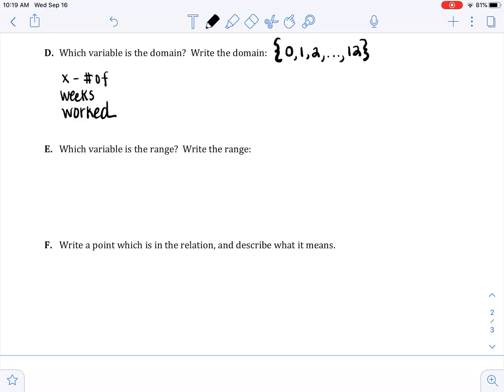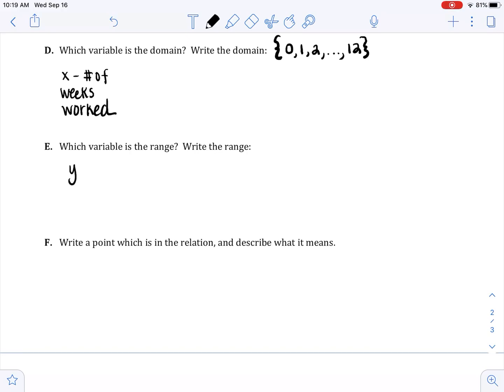All right, next, what is... Sorry, that was the time. What variable is the range? The range is your Y variable, which remember is the money in his account.